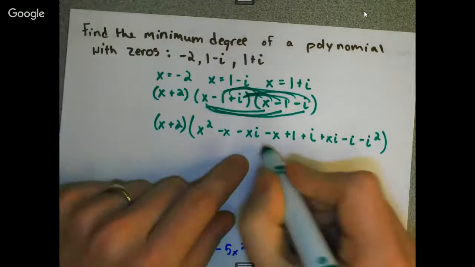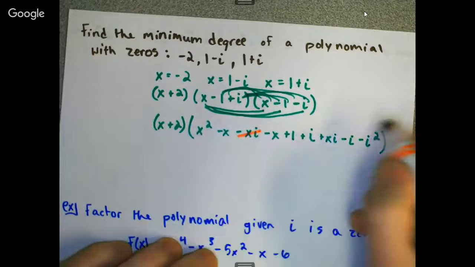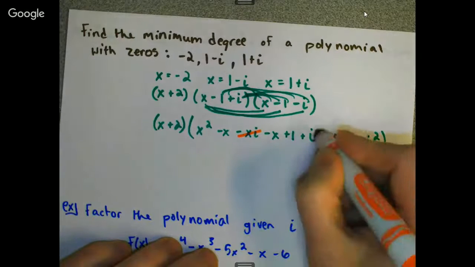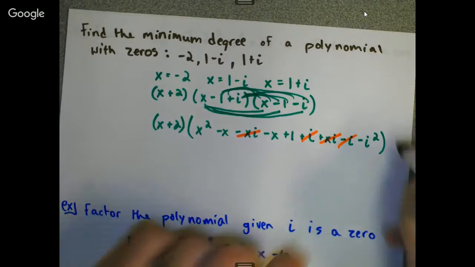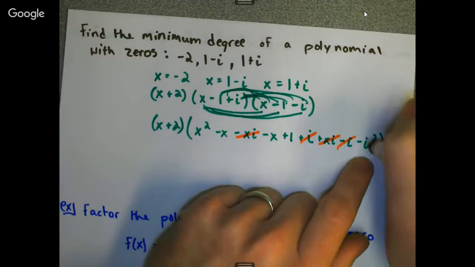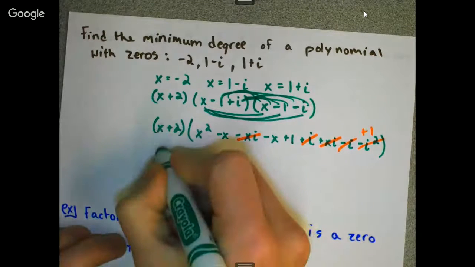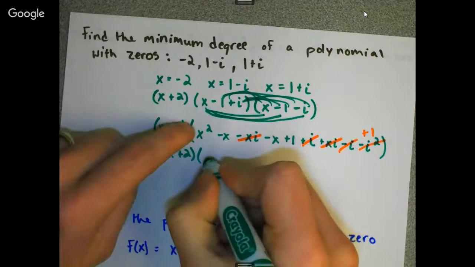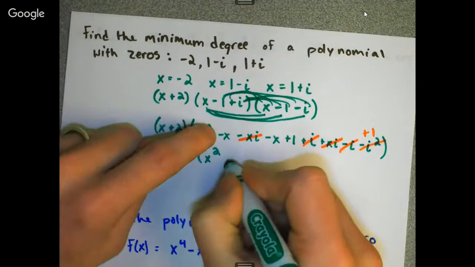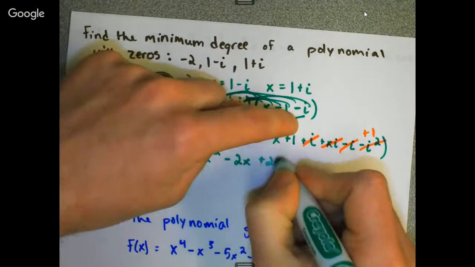So combine like terms. We should have some things cancel out here. So my minus xi plus xi, plus i minus i. My i squared is negative 1, so this becomes a plus 1. So let's see what we have here. x plus 2. I've got x squared minus 2x plus 2.